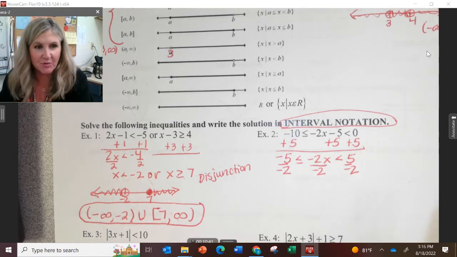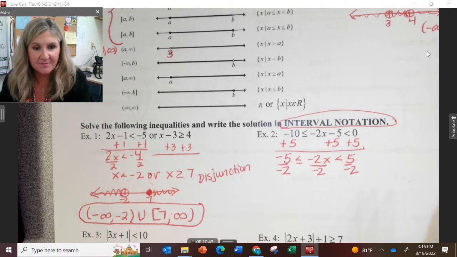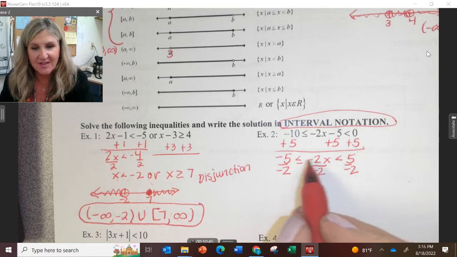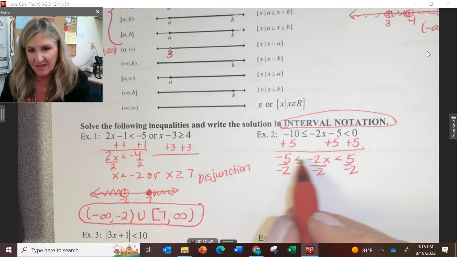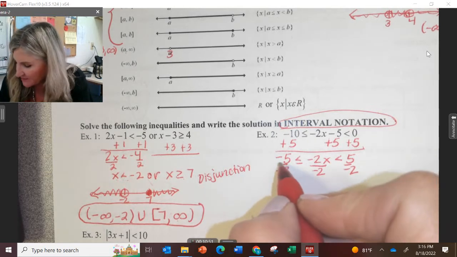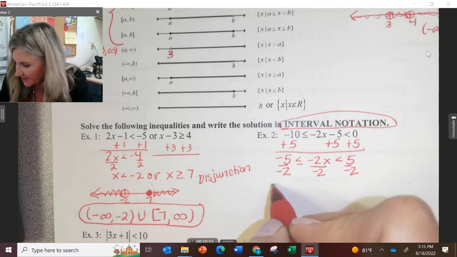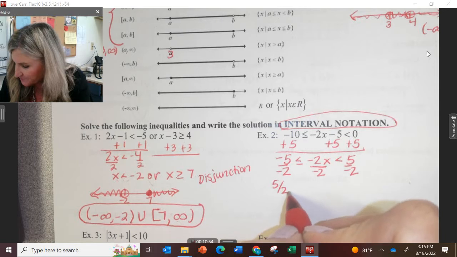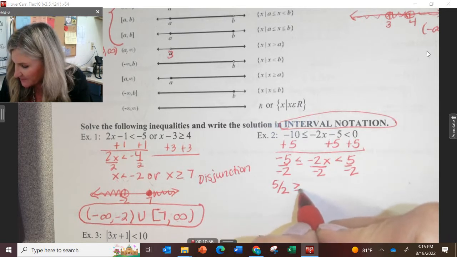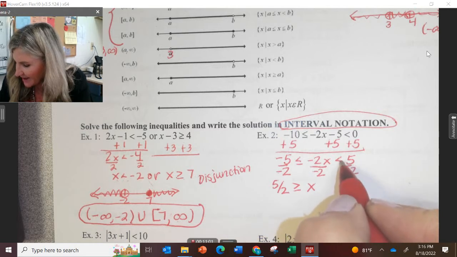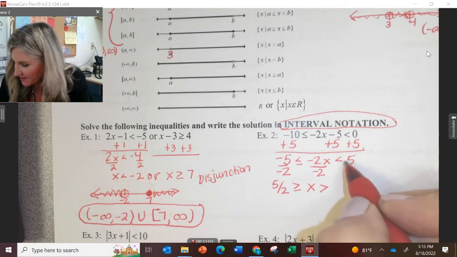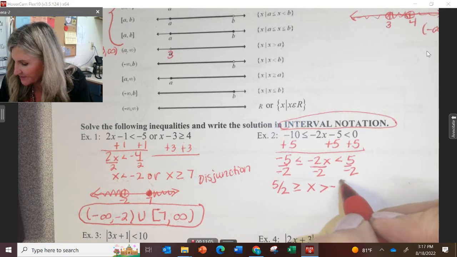What happens when we divide by a negative? We have to switch that inequality around, don't we? So I'm going to have to flip the inequalities as I'm writing this. A negative divided by a negative is a positive. I have to flip this. This is going to be x. I have to flip this inequality, and a positive divided by a negative is a negative.